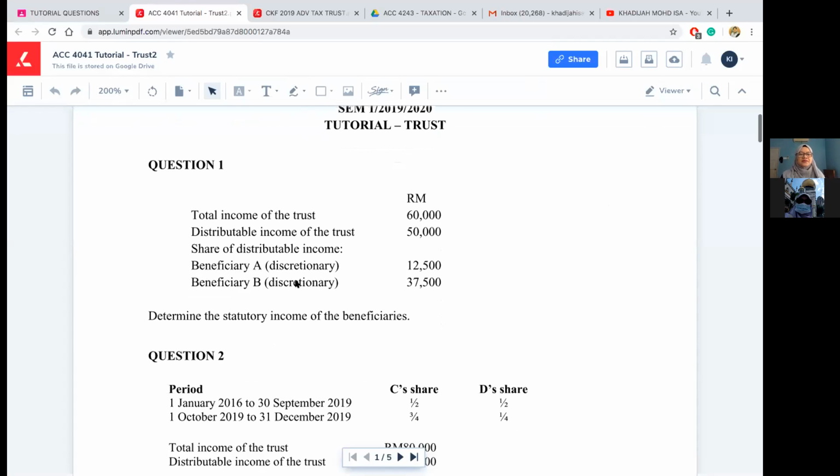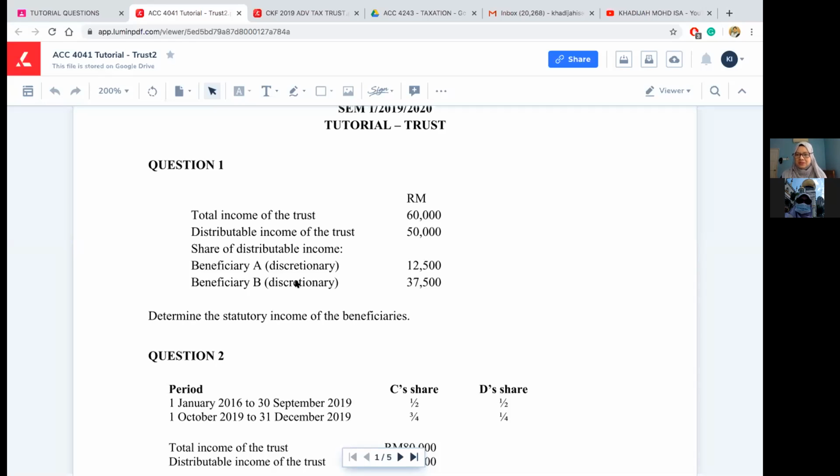Alright, so for the first question, remember that just as a recap, trust, we have 3 types of trust. One is the discretionary trust. The other one is the non-discretionary trust. Non-discretionary trust means that the allocation or the percentage or the division for the trust is already decided. It means that it's final, but the discretionary trust means that it's up to the trustees to decide on how much is the amount to be given out to the beneficiaries.